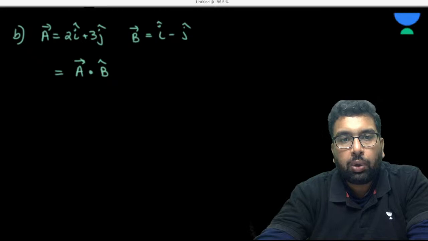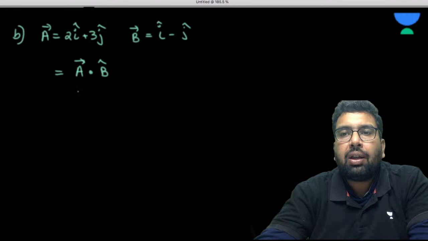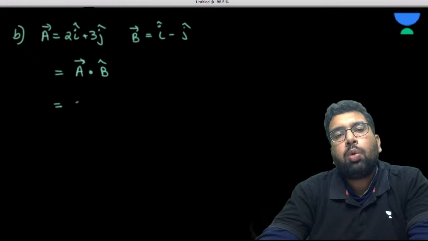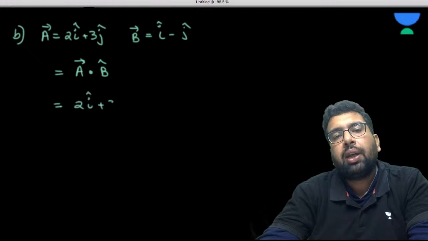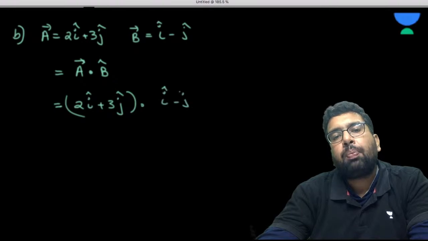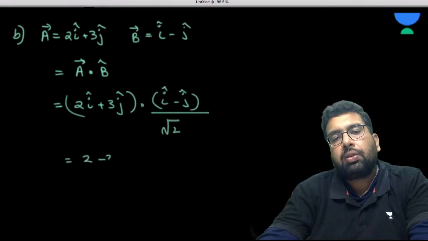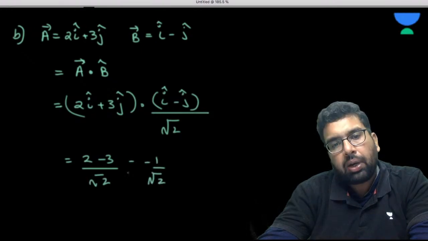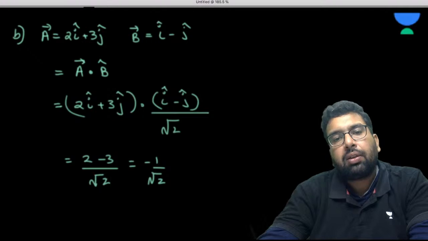I'll tell you. Today, I could have solved a few questions of this concept, but if I give it to you today, then definitely you will be having some confusion. So, mostly tomorrow we'll come up with some concepts like this. Okay. So 2i cap plus 3j cap, and what is this b cap? So this is going to be i cap minus j cap upon mod of b. So this is root 2. So what it is going to be? It is 2 minus 3 by root 2. So this is going to be minus 1 by root 2, right?